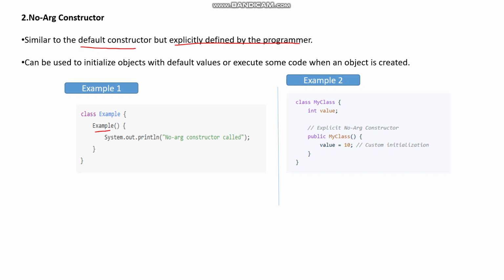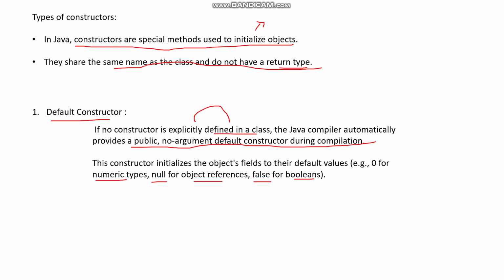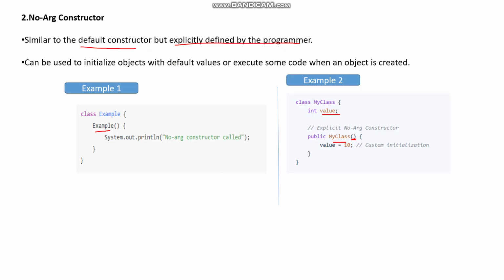See example number 2, class MyClass, int value. Here value is an instance variable. Public MyClass, the constructor name is MyClass. This is a no-argument constructor, why? Because we are not passing any arguments, no parameters are there. value equals 10. Now the value becomes 10. This is called custom initialization. The no-argument constructor is similar to the default one, but it is given by the programmer. In the previous case, the default was given by the compiler; here it is given by the programmer.